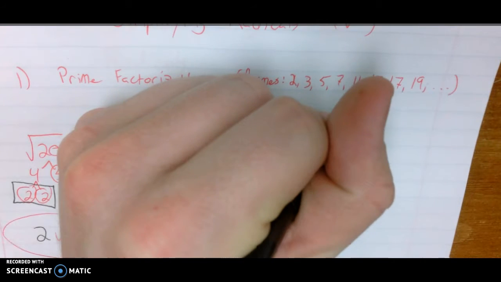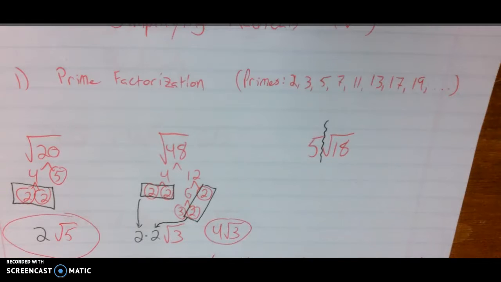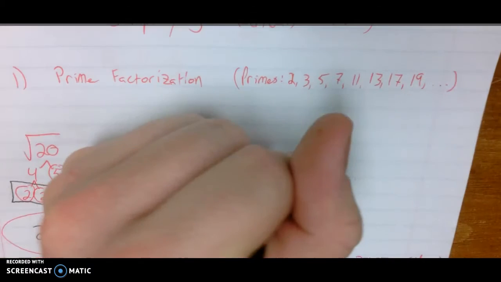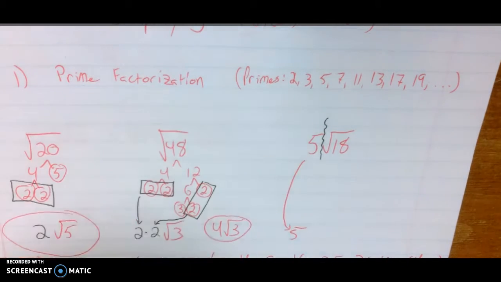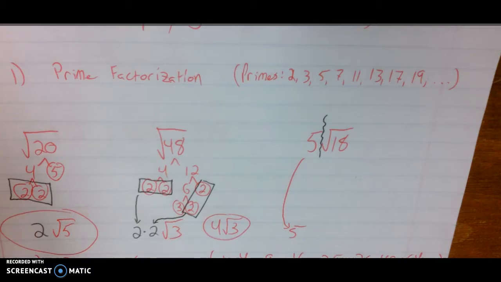This 5 over here isn't really going to affect our factorization, so I'm just going to ignore that for the time being, but I'll keep it in mind for my final answer. So I'm just going to send the 5 all the way down here when all is said and done.